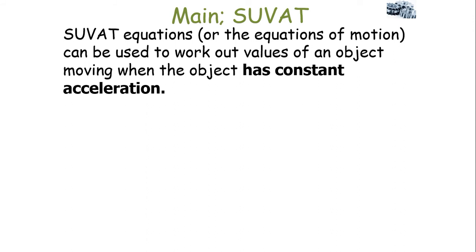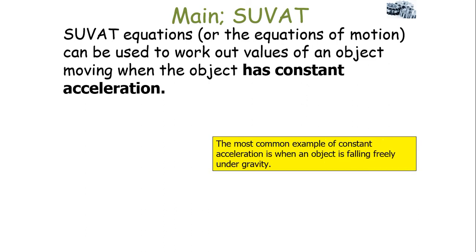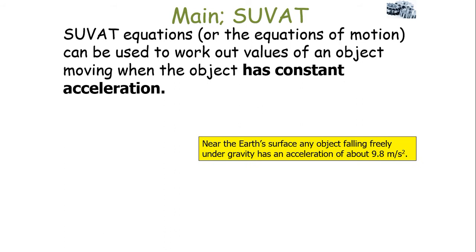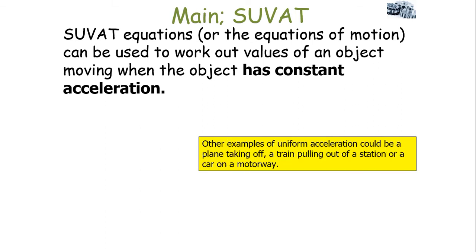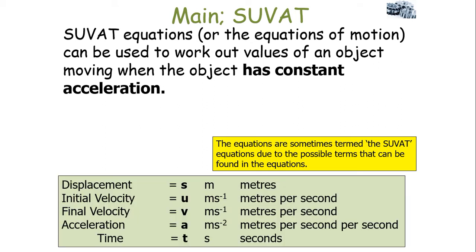The SUVAT equations can be used to work out values of an object moving when the object has constant acceleration, or uniform acceleration, such as when it's free falling due to gravity. Again, near the Earth's surface, this value of acceleration is 9.81 meters per second squared. Other examples you could have are a plane taking off, or a train pulling out of a station, or a car on a motorway. We sometimes call these equations of motion the SUVAT equations because those are the terms found in the equations.